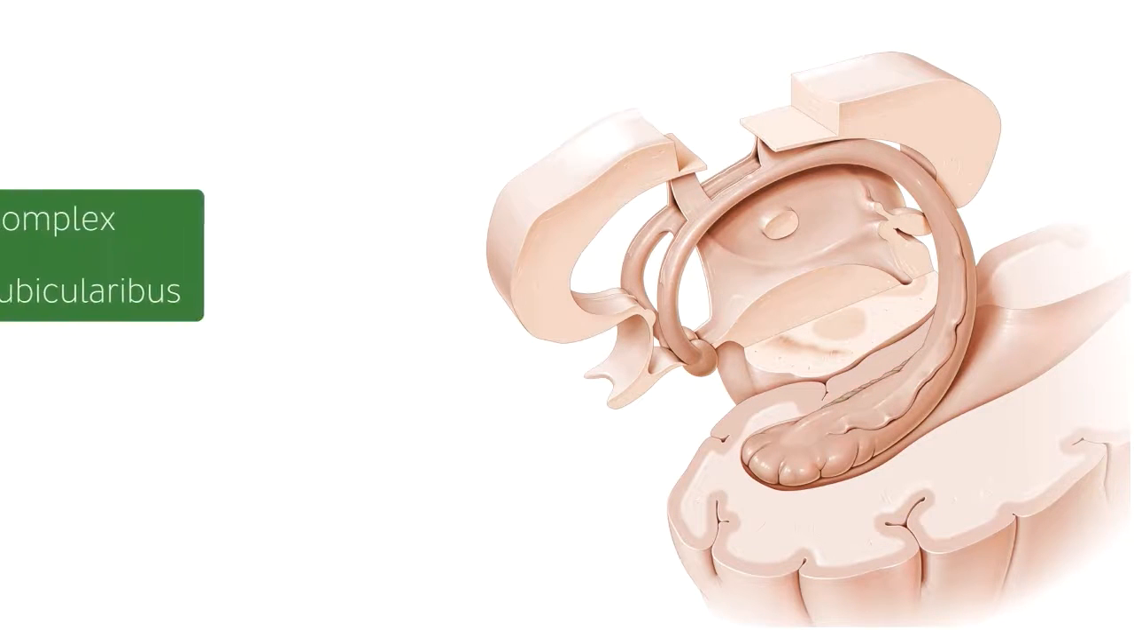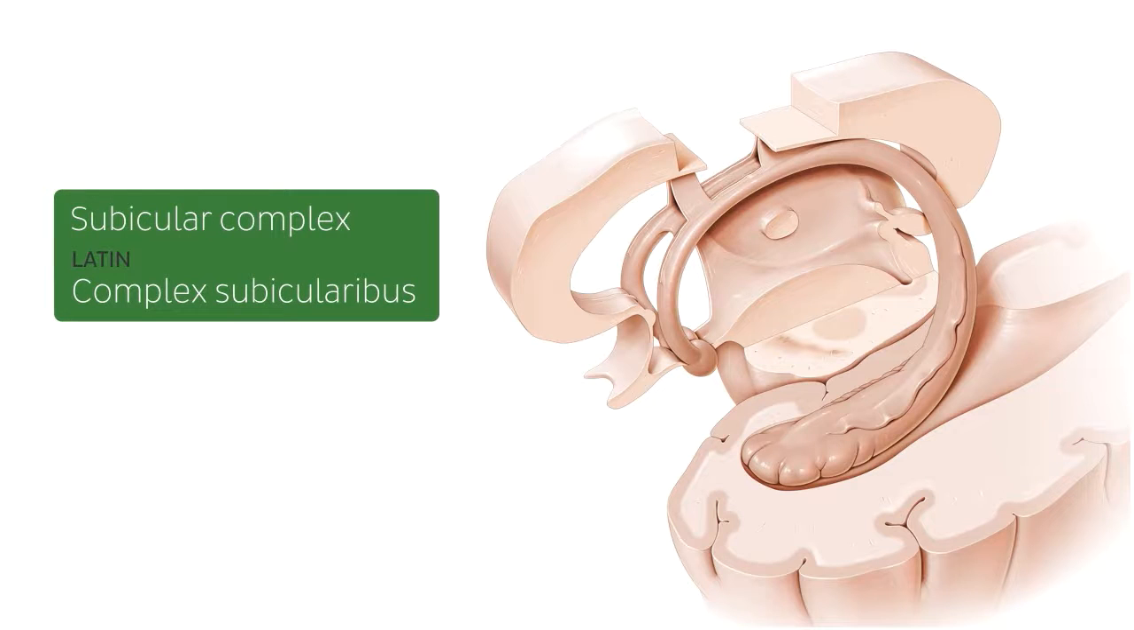The subicular complex is the most inferior component of the hippocampal formation and lies between the hippocampus proper and the entorhinal cortex. As it's only visible in coronal section, it's not visible in this image, but is around about here, where my arrow is pointing.